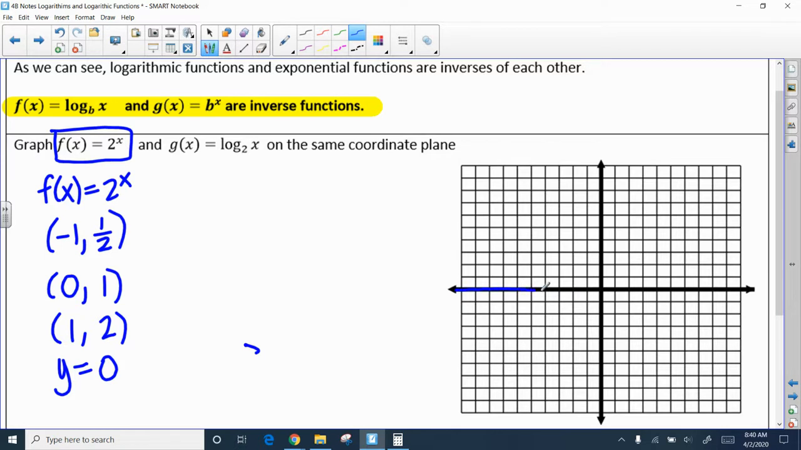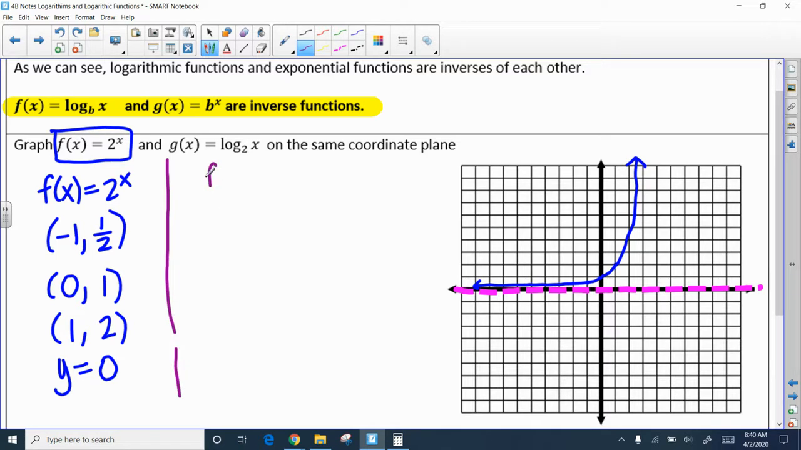So my asymptote is at y equals 0, that is a horizontal line. Then I have points at (-1, 1/2), (0, 1), and (1, 2). And then remember our exponential function looks like this. It's close to the asymptote as we go towards the left, and then it's increasing exponentially as we go to the right. All right, now here is what we're going to do to get our logarithmic function.